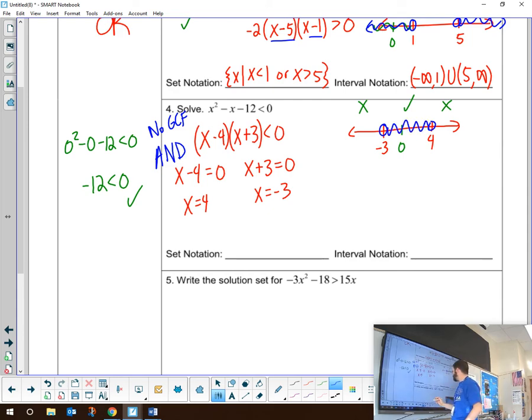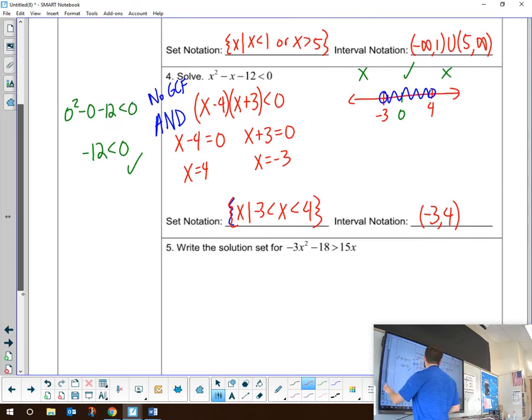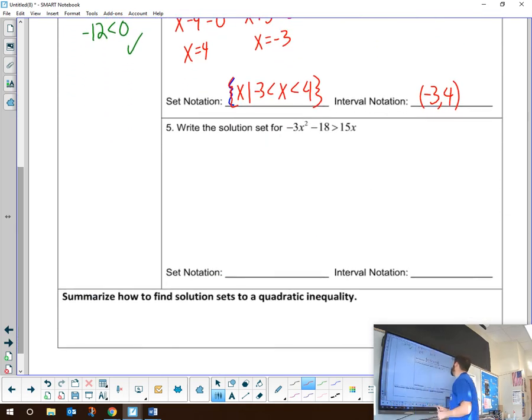So for my set notation, it's going to look like this. It's going to be all numbers of x such that x is greater than -3 and x is less than 4. Interval notation, remember we were using parentheses on this one because it is not equal. So we're going to go parentheses -3, comma 4.